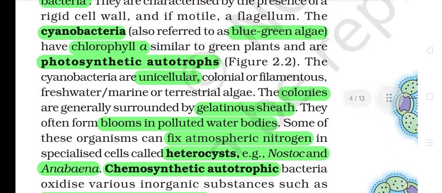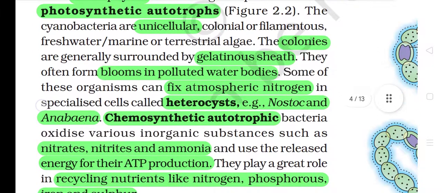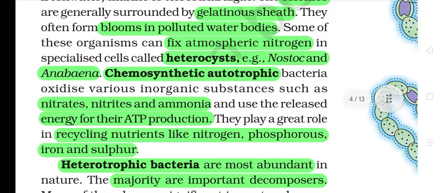They often form blooms in polluted water bodies. Some of these organisms can fix atmospheric nitrogen in specialized cells called heterocysts. Example, Nostoc and Anabaena. Chemosynthetic autotrophic bacteria oxidize various inorganic substances such as nitrates, nitrites, and ammonia and use the released energy for their ATP production. They play a great role in recycling nutrients like nitrogen, phosphorus, iron, and sulfur.